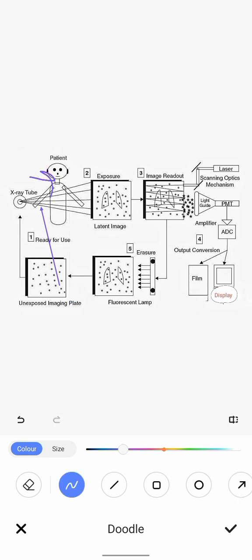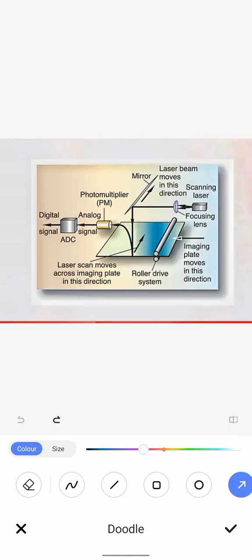Patient exposed, we get a latent image, then we use laser light for the conversion of that latent image into a visible light. Okay, this light is then caught by the photomultiplier tube. The photomultiplier tube is converting that light into analog signal. The analog to digital converter is converting that analog signal into the digital signals. Again, I will explain that phenomenon here in a little more detail.